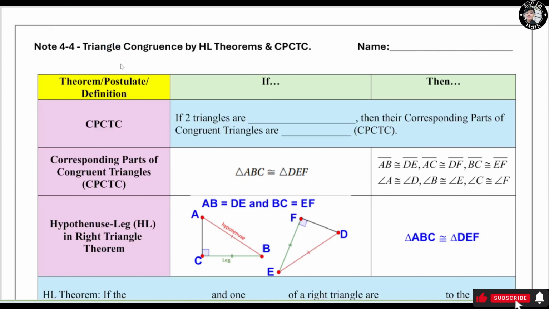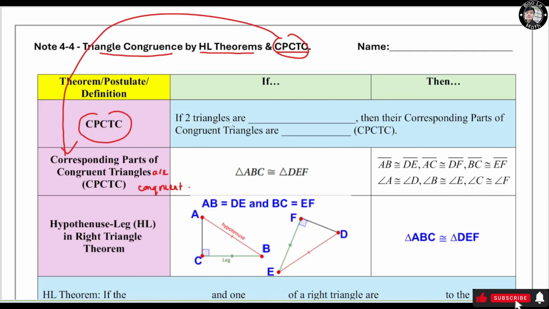Hello everyone, in this video we're going to study triangle congruence by HL Theorems and CPCTC. This one stands for corresponding parts of congruent triangles are congruent. If two triangles are congruent, then their corresponding parts are congruent. We're going to say CPCTC, which is the first letter right here.